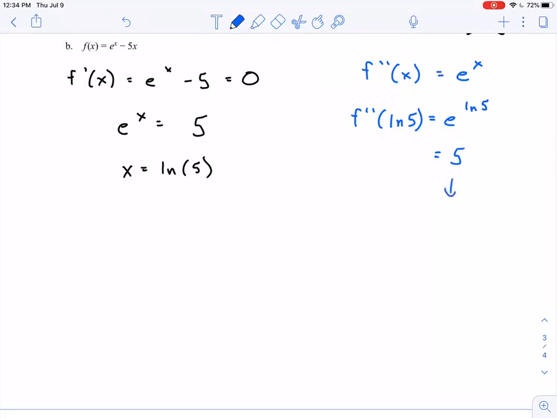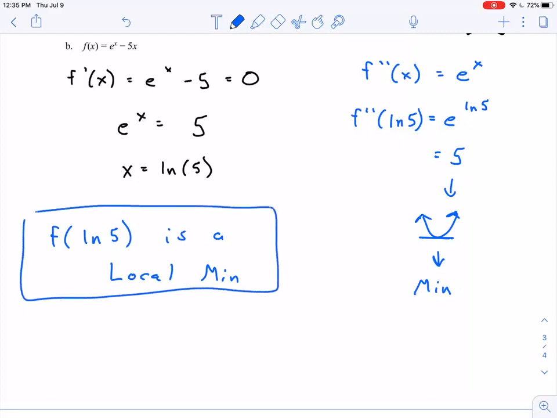So what does that mean? That means we have a function which is concave upward, since we have a positive second derivative. And what do we have here? We have a local minimum. So that means that f of natural log of 5 is a local minimum.